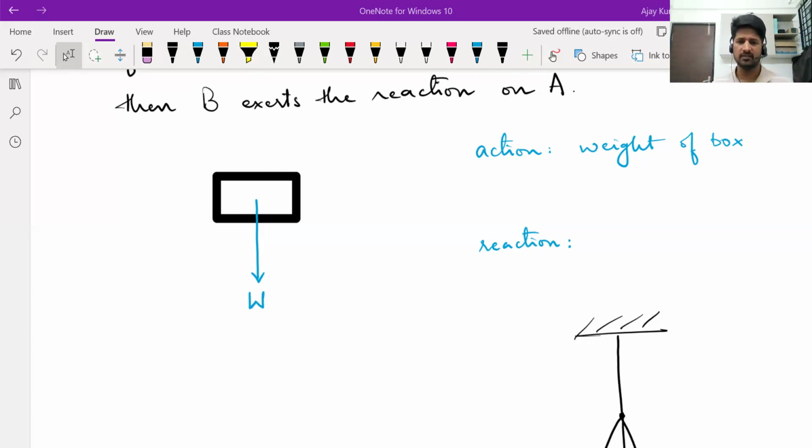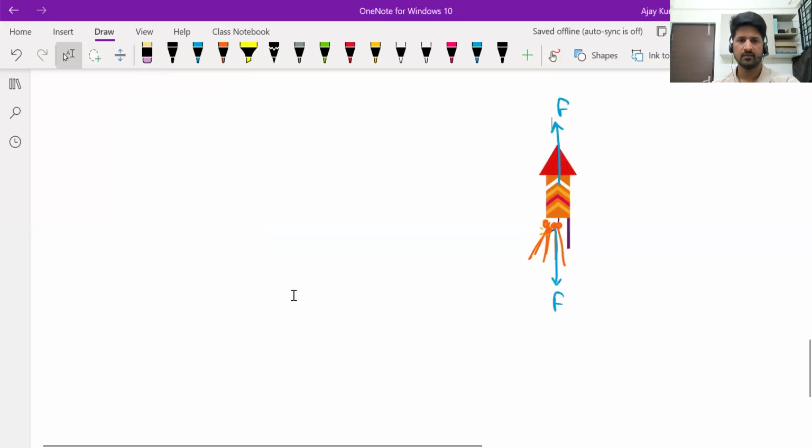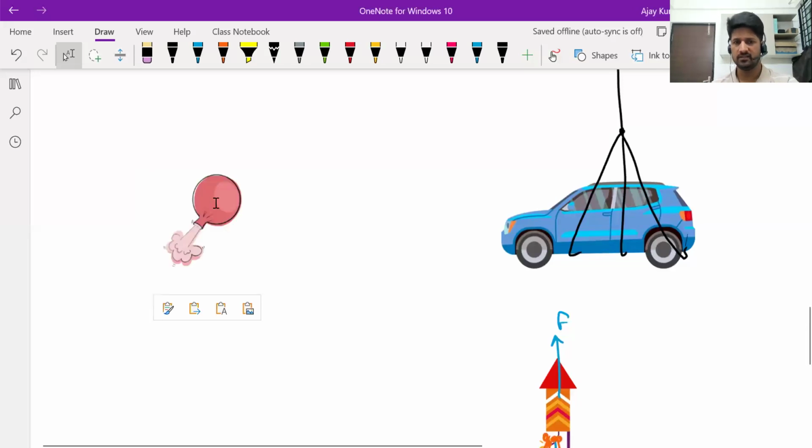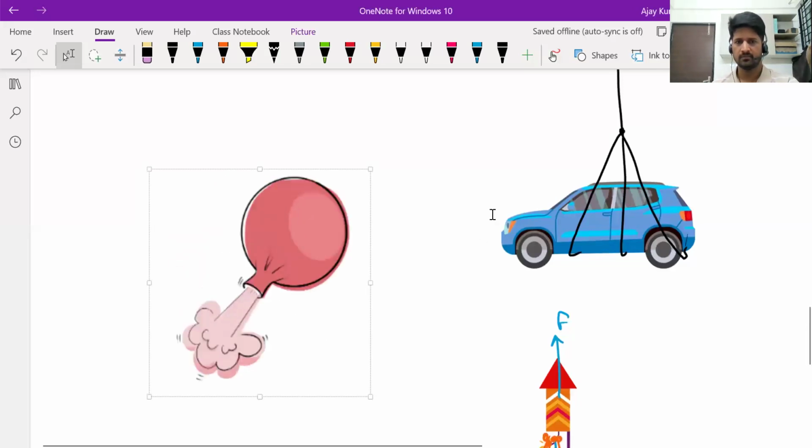Why complicate things so much? You all must have played with balloons, no? Suppose a balloon is filled with air, and without tying up the mouth of the balloon, you just release it. What happens? A balloon filled with air is simply released. What will happen? It will start to move, sir.